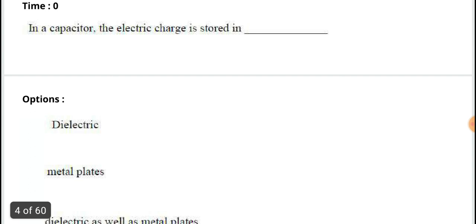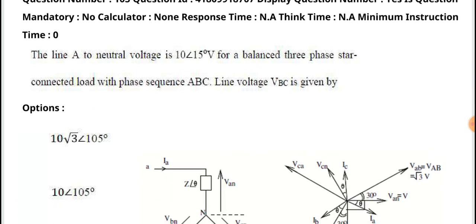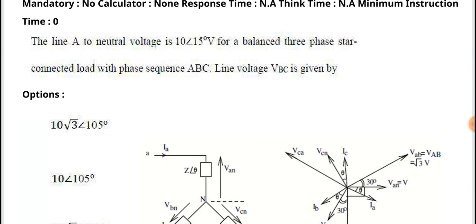In a capacitor, the electric charge is stored. A capacitor is nothing but a dielectric medium separated by two conducting plates like this. So this is the dielectric medium here. Now the charge is stored in this dielectric medium. So the answer will be dielectric medium.